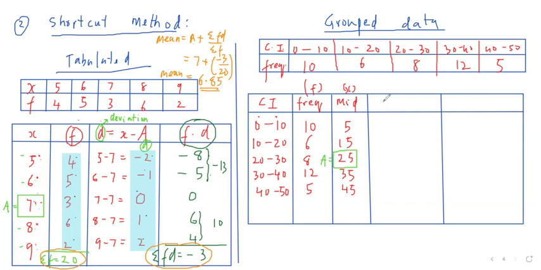The next column is going to be deviation, that's D. It's going to be the same as the left-hand side. The deviation away from the mean. So D is equal to X minus A.